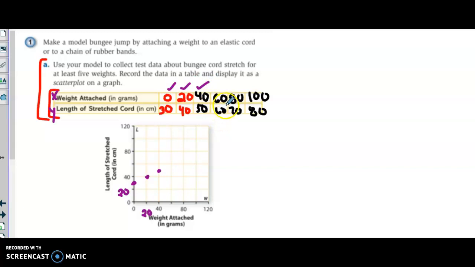When the weight attached is 60, the length of the cord is also 60. When the weight attached is 80, the length of the cord is 70. And when the weight attached is 100, the length of the cord is 80. We'll notice that all these points connect in a straight line. Maybe you remember what type of function that's called.